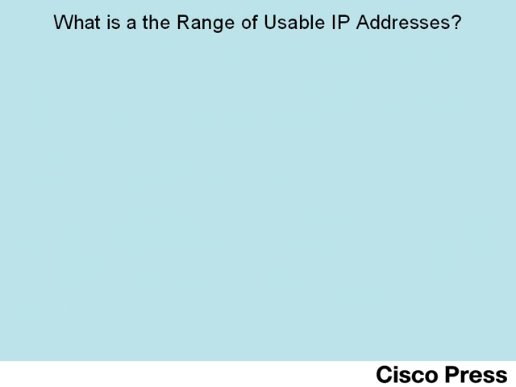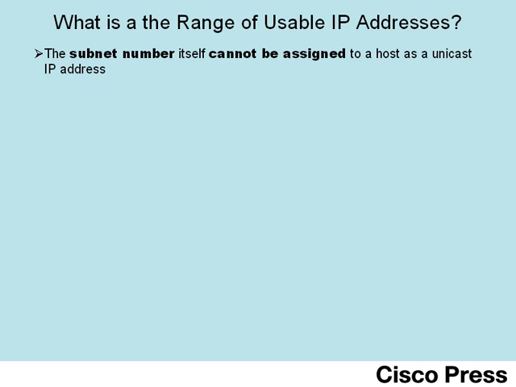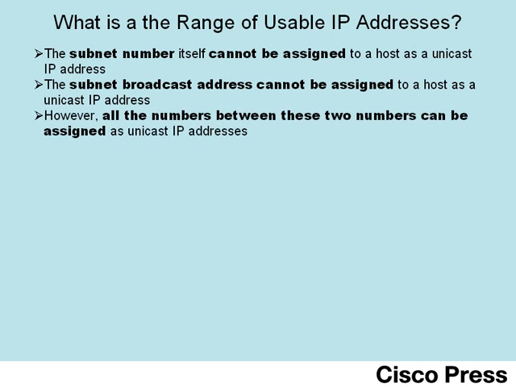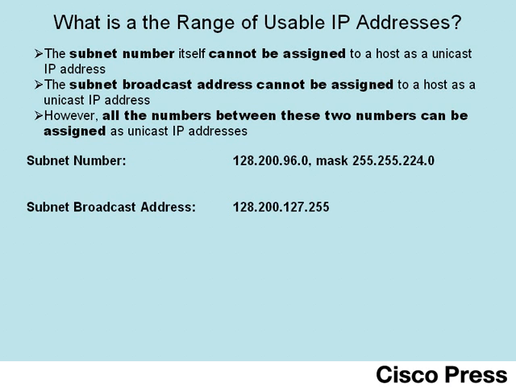Next, just to be clear, let me define what I mean by range of usable IP addresses. First of all, the subnet number itself cannot be assigned to a host to be used as its unicast IP address. And as we just saw, the subnet broadcast address cannot be assigned to a host either. However, all the numbers in between the subnet number, which is the smallest number, and the subnet broadcast address, which is the largest number, can be used.